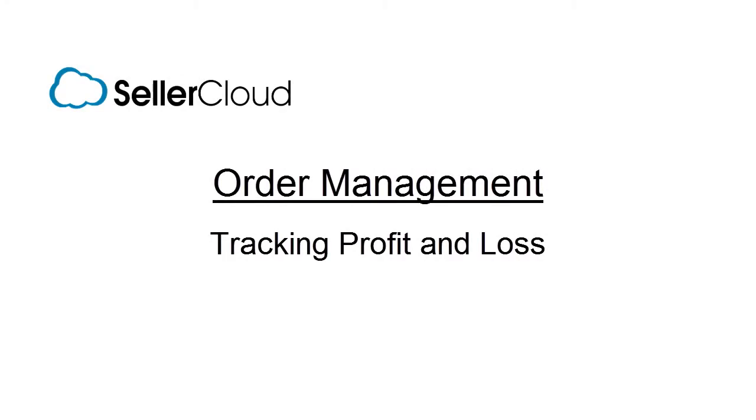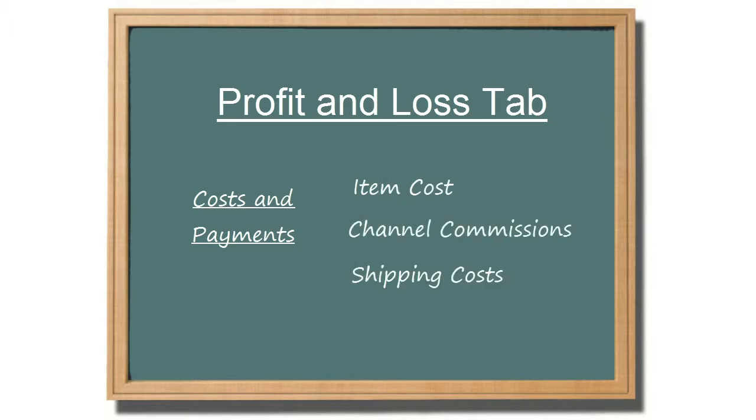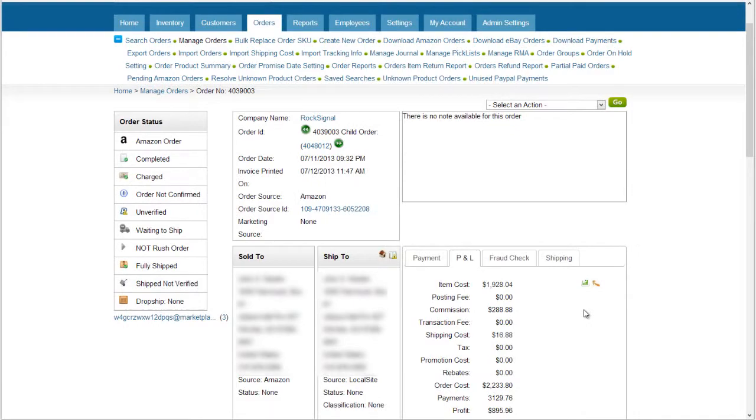In this tutorial, we'll look at tracking the profit and loss of an order. The Profit and Loss tab details all costs and payments associated with the order, including the item cost, as well as channel commissions and the actual shipping costs. Let's look at each item on the Profit and Loss tab.